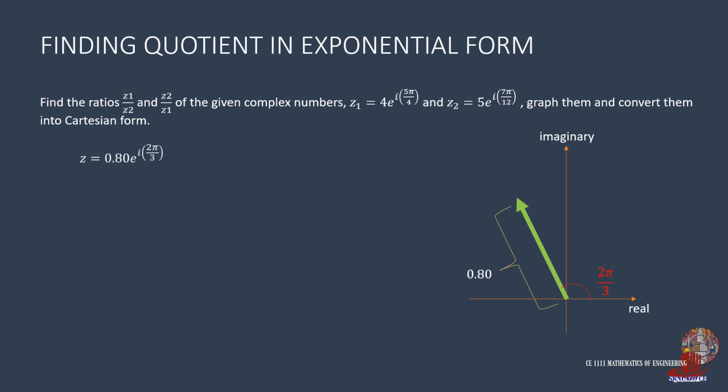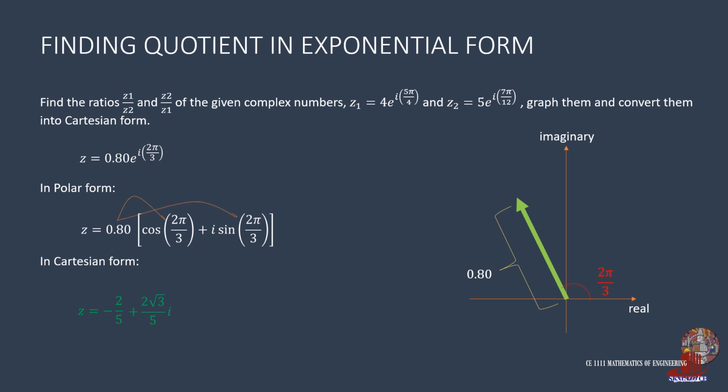With the exponential form already determined, convert this into polar form, which becomes 0.8 times cosine of 2 pi over 3 plus i times sine of 2/3 of pi. It is from here that we take the Cartesian form by simply multiplying 0.8 with cosine of 2 pi over 3 to get negative 2/5, and 0.8 times sine of 2 pi over 3 as positive 2 root of 3 over 5 times i. In decimal form, z is negative 0.4 plus 0.6928 i.